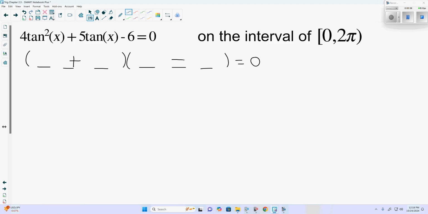Now our 4 tangent squared, well, tangent squared, its factors are going to be tangent of x and tangent of x. Now our factors of 4 are 1 and 4 or 2 and 2. It's going to probably be better to do 1 and 4 just based off the factors of 6, which are 1 and 6 or 2 and 3.